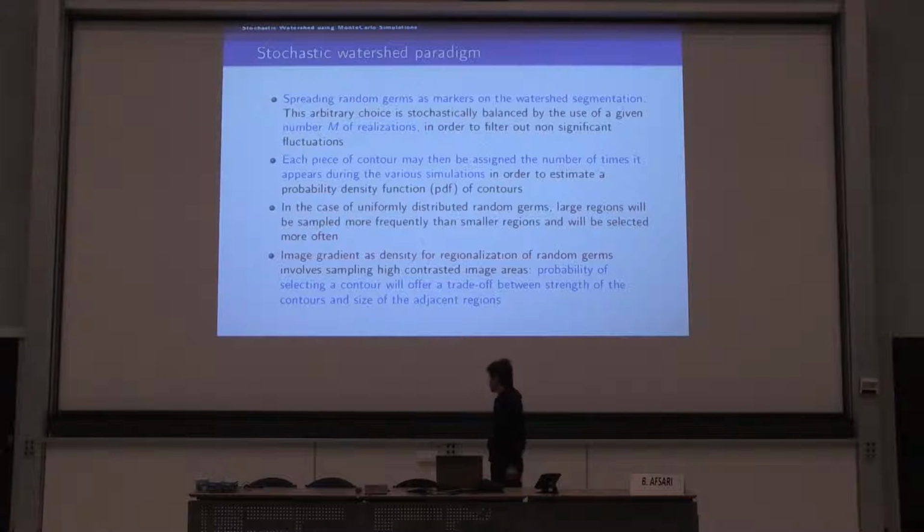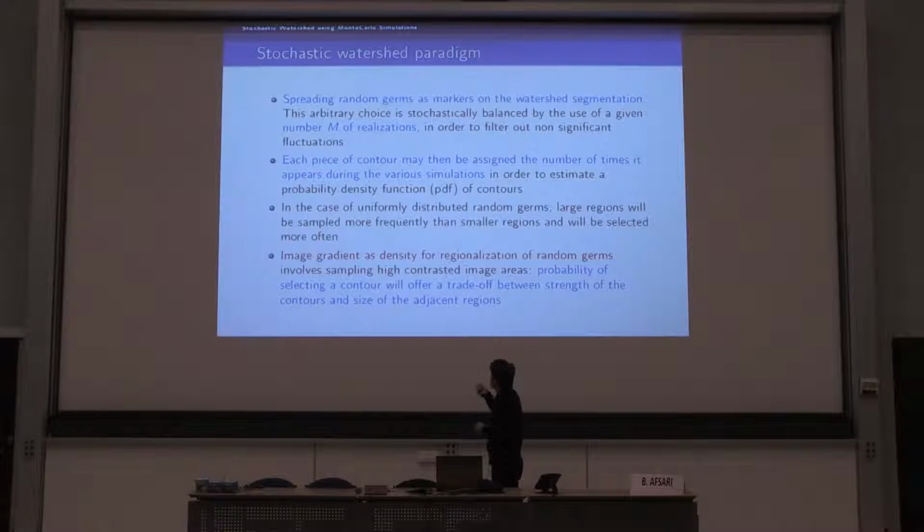So what is the idea of the stochastic watershed? Watershed is one of the most popular approaches in segmentation, and in the classical way to use a watershed, you will introduce some deterministic markers for your image, which are related to the important regions. In the case of the stochastic watershed, we replace these deterministic markers by random markers. But now, instead of doing a single segmentation, we will consider a certain number of realizations of this segmentation by random markers. And then, by a Monte Carlo procedure, we will estimate how relevant each piece of contour is, depending on the number of times the contour appears during the simulation procedure.